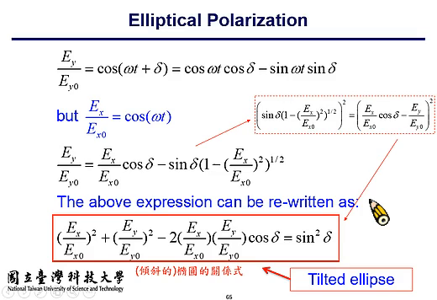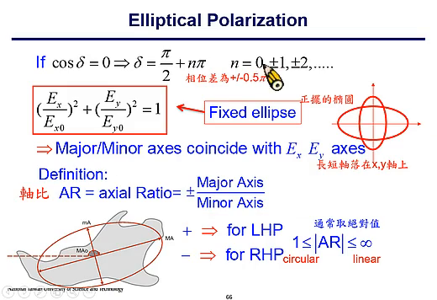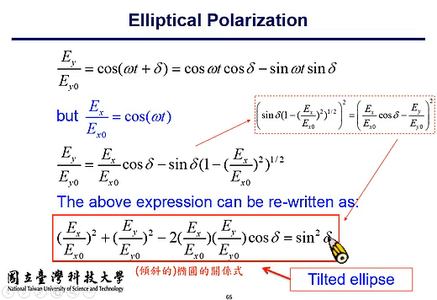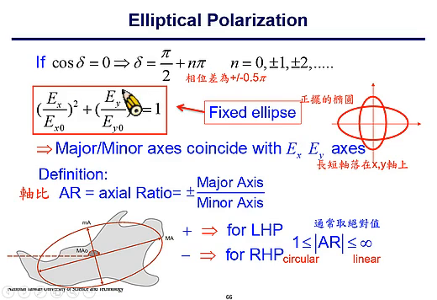If you set delta to 90 degrees, positive or negative 90 degrees, then this term goes to 0. Then you have EX component squared plus EY component squared equal to sine delta squared, equal to something. If cosine delta equals 0, that is delta equals odd multiples of half pi, then you end up with these things, and this is the so-called fixed ellipse.